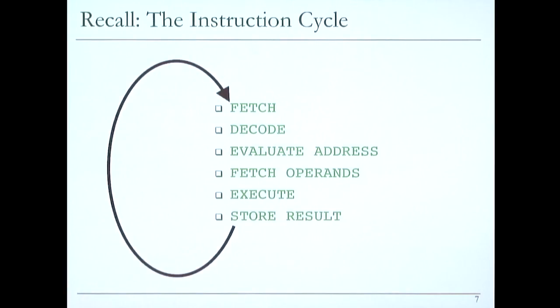In some instructions, like those where we have a memory access, we need to evaluate address, like in loads and stores, and fetch operands. We can fetch operands from memory in some cases. We fetch operands from registers in other cases, like in the case of the operate instructions. And then we execute, typically in the ALU for the operate instructions, and we store the result in register or in memory. Recall that this is called the instruction cycle because every time we finish with the store results phase, we start again for the next instruction with the fetch phase.